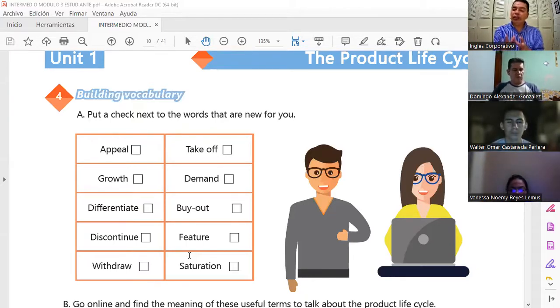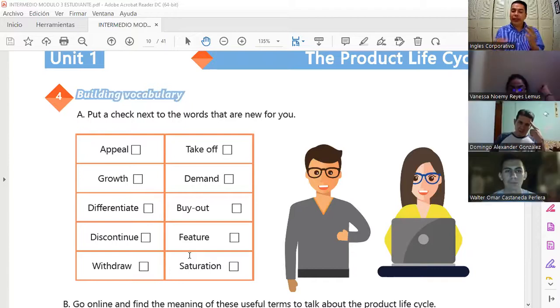Now, I have a question. Do you want us to check again the meaning of the words? Or can you manage, can you control the meaning of these words? Because even for me, it's difficult, right? You want to review the meaning? Yes. Okay, let's go fast and check the meaning of these words, right? Because they are asking for the meaning of these words.